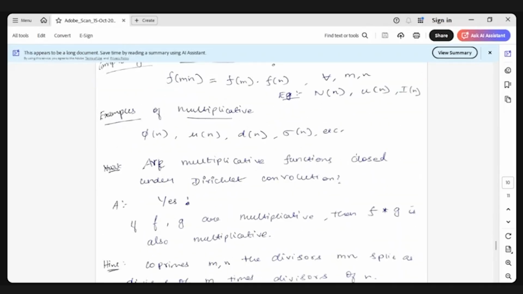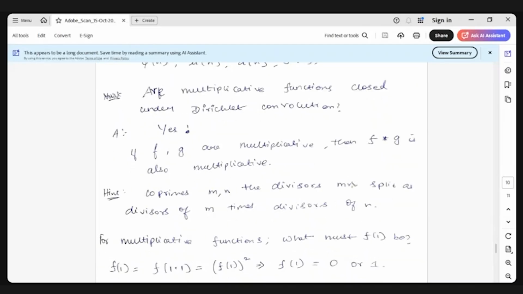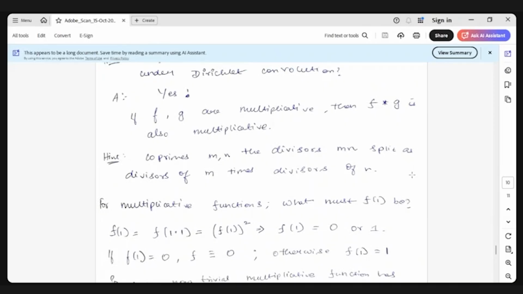Are multiplicative functions closed under Dirichlet convolution? Yes, of course, because if f and g are multiplicative, then f star g is also multiplicative. And as a later note, a hint is given on how to prove this. One can have a look at that.